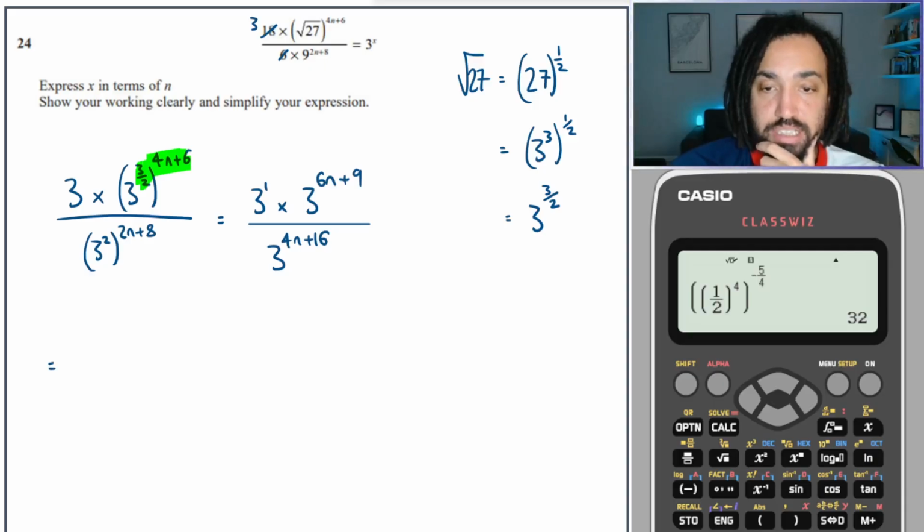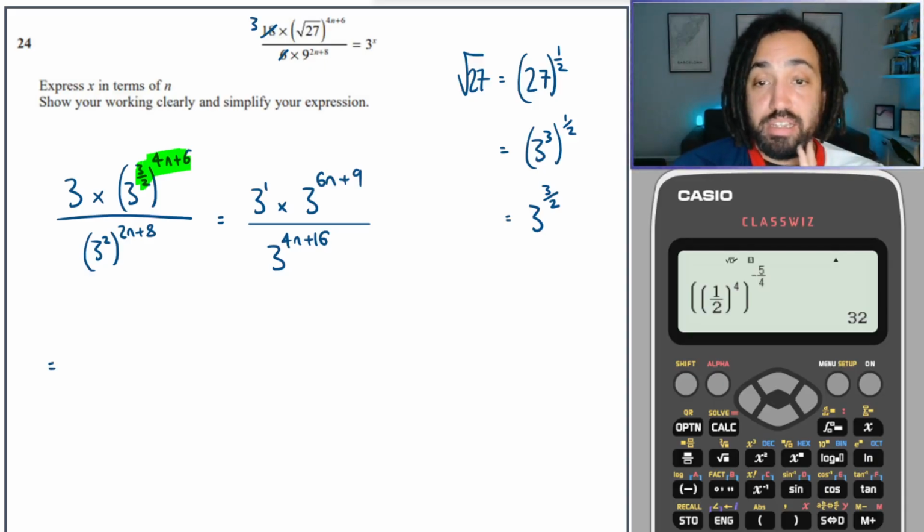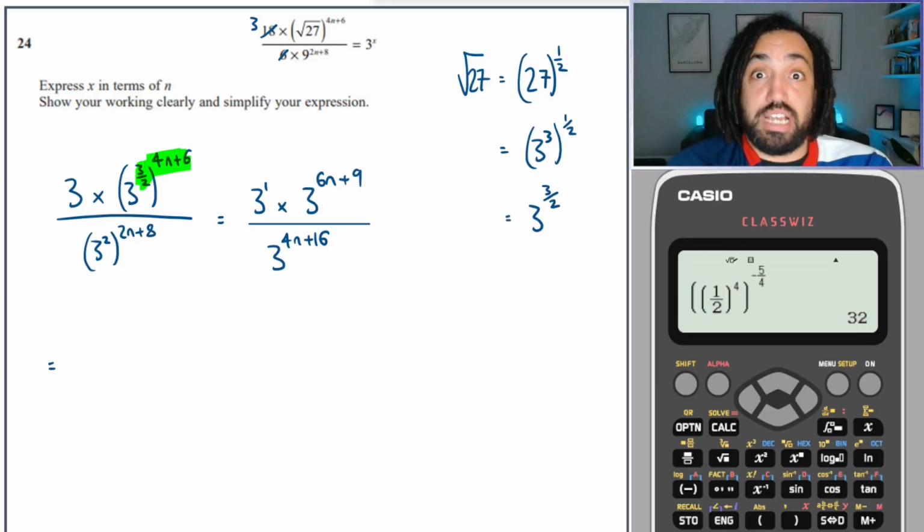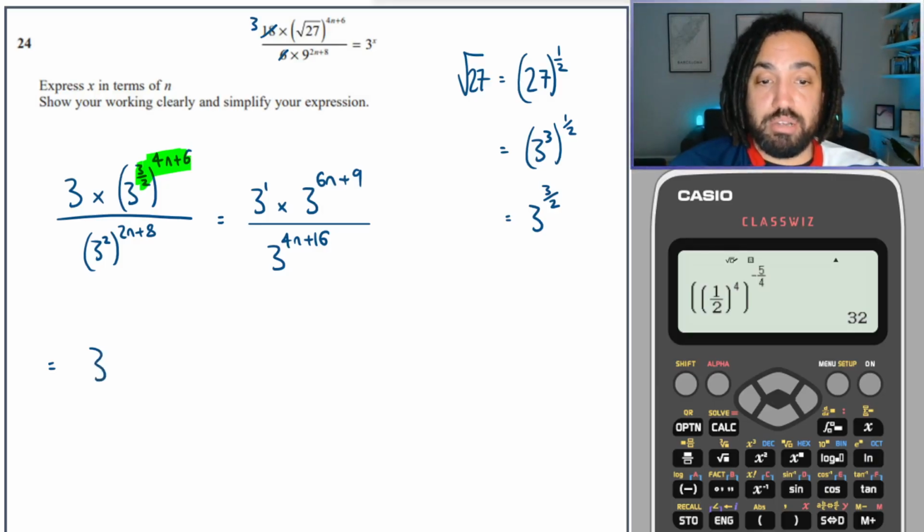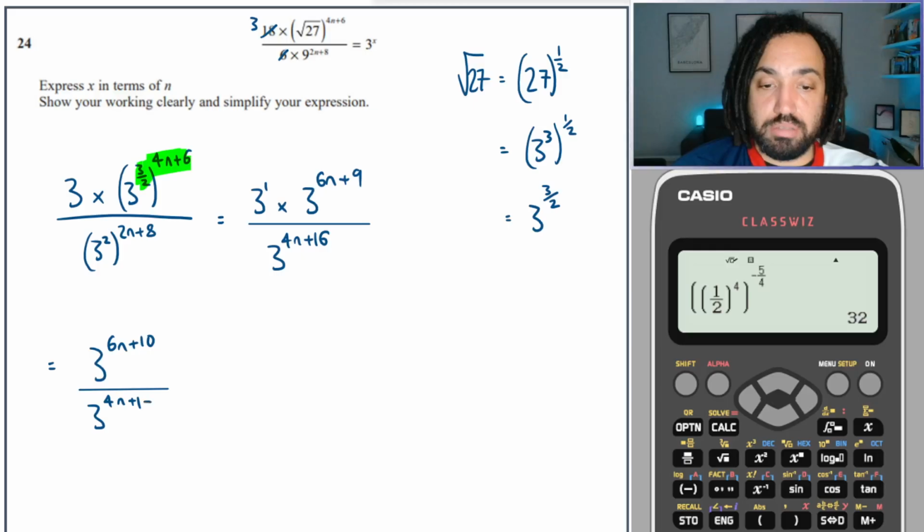Okay, great. So next line of working. The top line, they're multiplied, which means we can now just add the powers. So that becomes 3 to the 6n plus 10. So add on 1, I'm going to get plus 10 rather than plus 9. And the bottom is already sorted out.